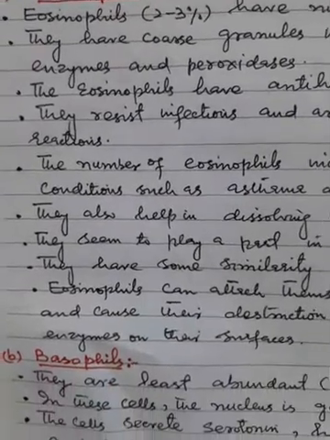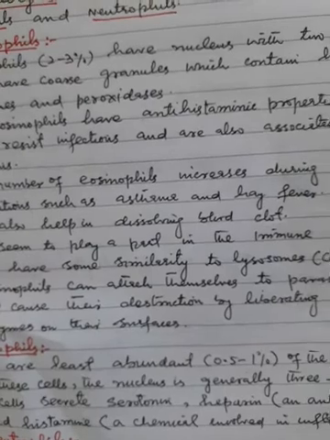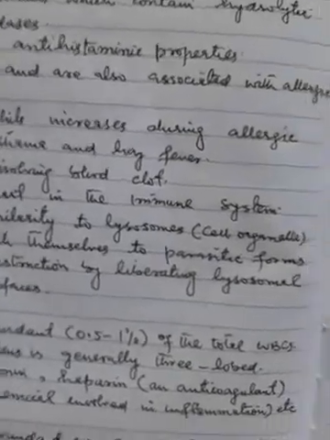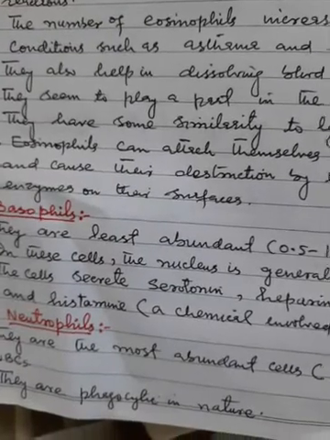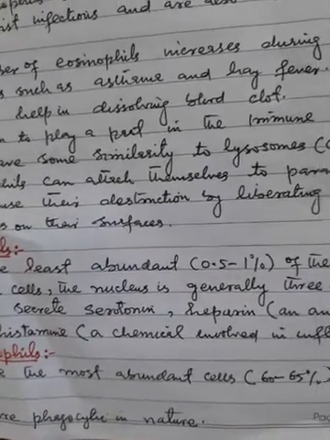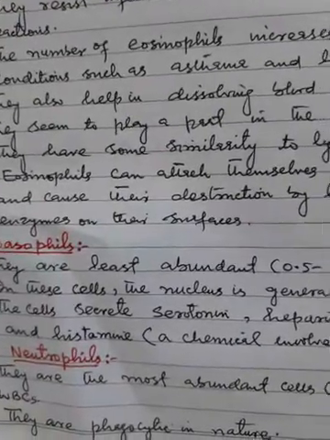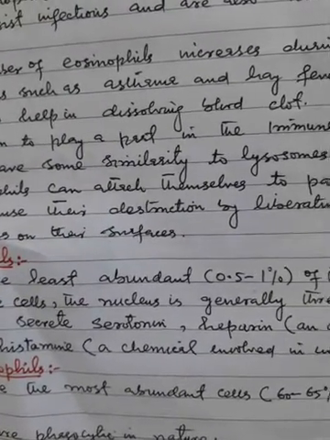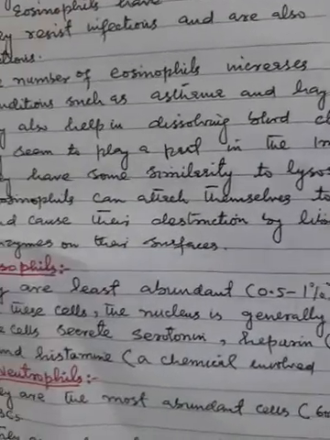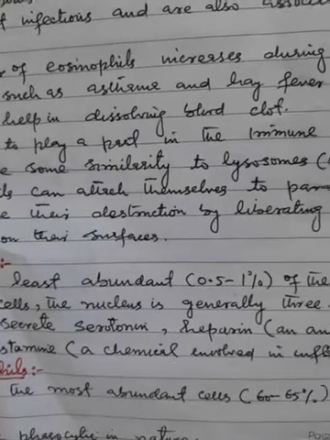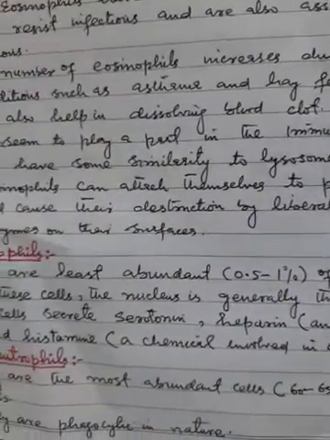Now, basophils. They are least abundant, about 0.5 to 1% of the total WBCs. In these cells, the nucleus is generally three-lobed. The cells secrete serotonin, heparin, which is an anticoagulant, and histamine, a chemical involved in inflammation, etc.